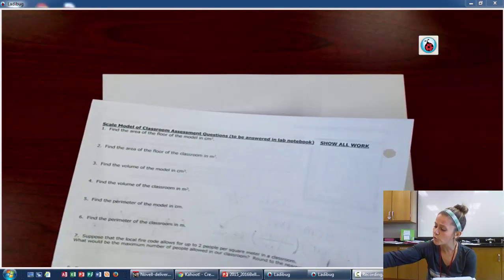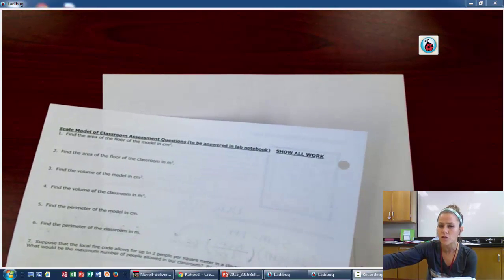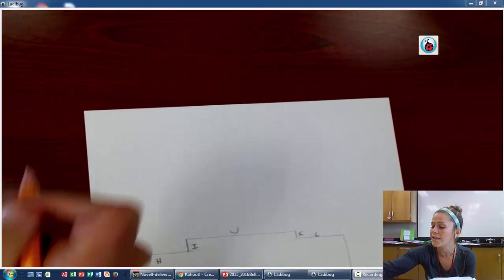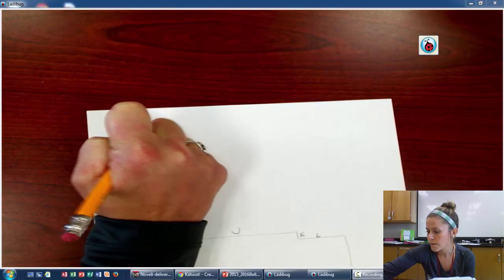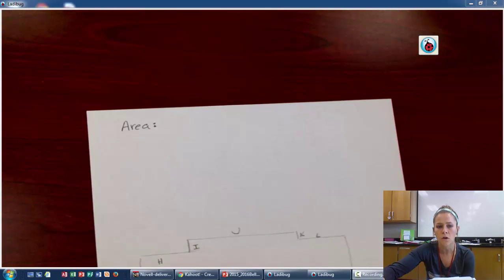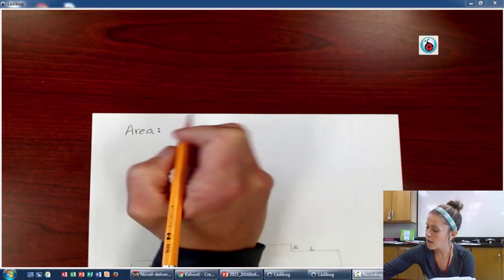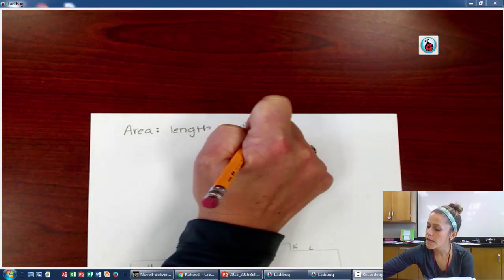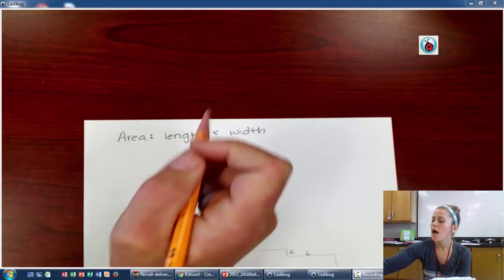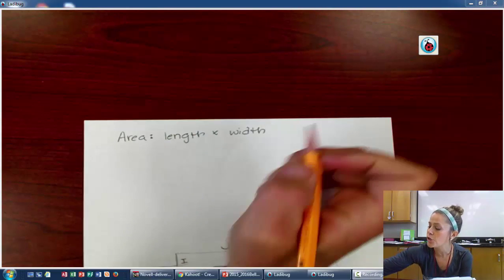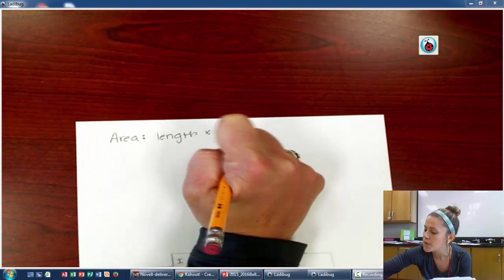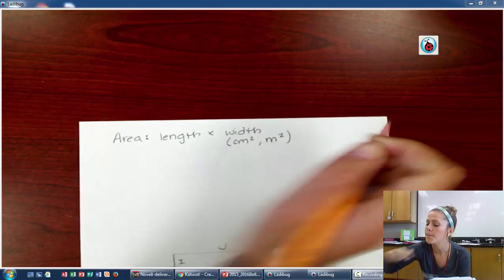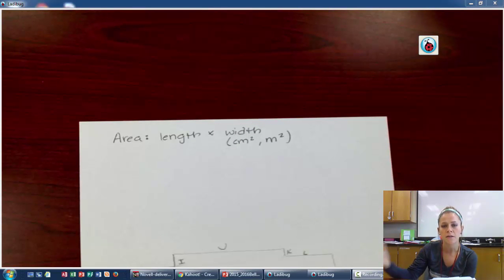Now there are three different measurements that you basically have to find. So you're going to have to find area. An area of a rectangle or square is going to be length times width. Now, because we are multiplying here, we're going to see our units in centimeters squared, or squared meters, or meters squared. So you're going to have to find the area of the classroom.